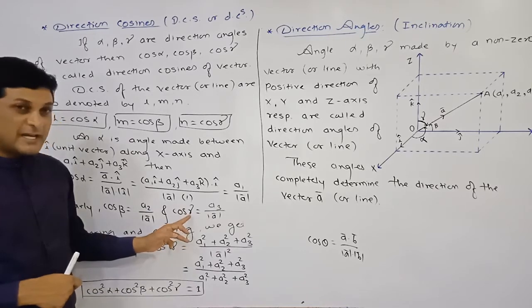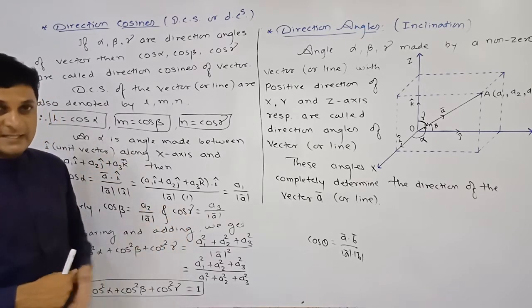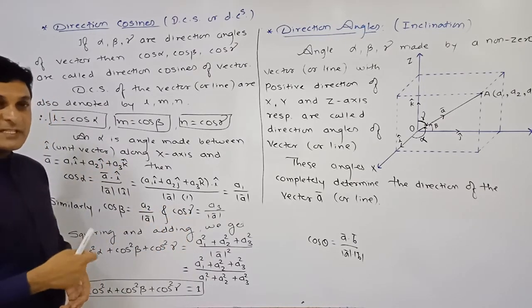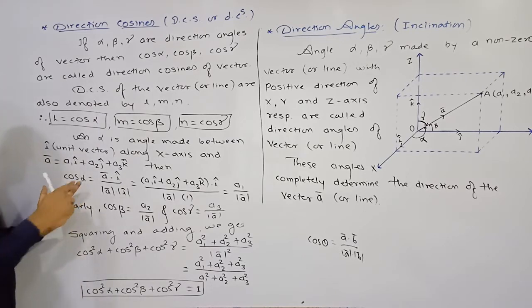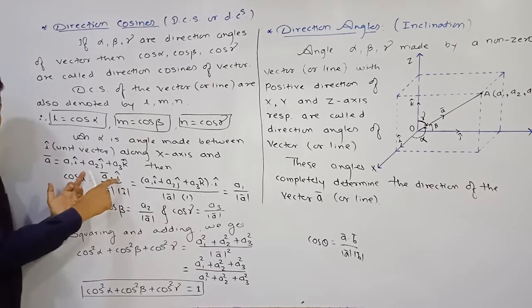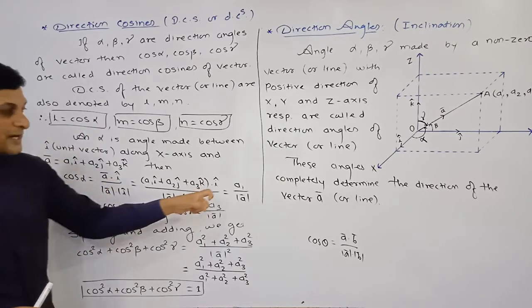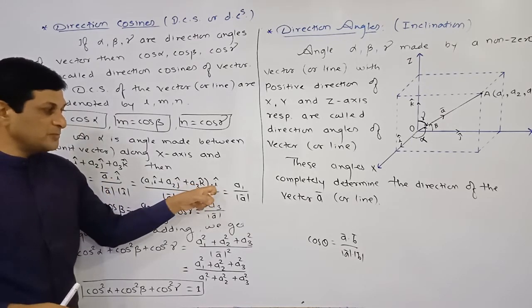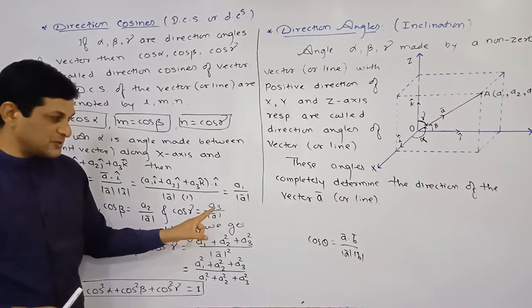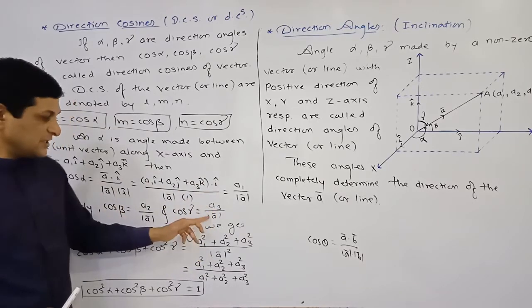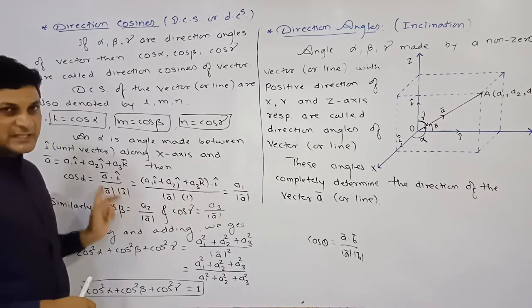And what is gamma here? The angle made with the z axis. If it is the angle made with the z axis, here alpha will get replaced by gamma, and then the unit vector along the z axis is k cap. If we are getting k cap here, then the product of the coefficient of k cap is a3. That's why here we have got a3. So these two results we are getting using the same method.